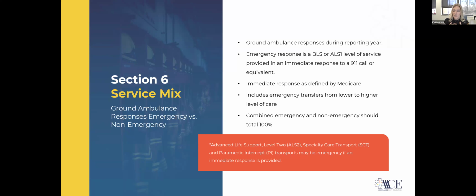You might have 0% non-emergency volume, and that's okay. Maybe you only provide 911 services. Putting 0 in there is okay. You'd just be reporting that 100% of your volume is emergency only.